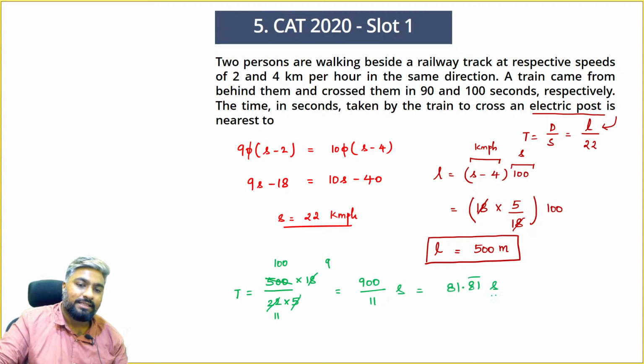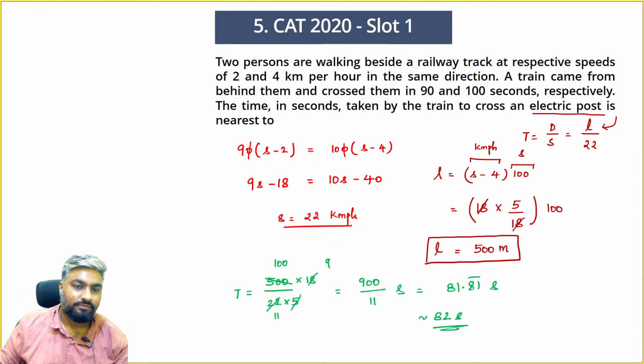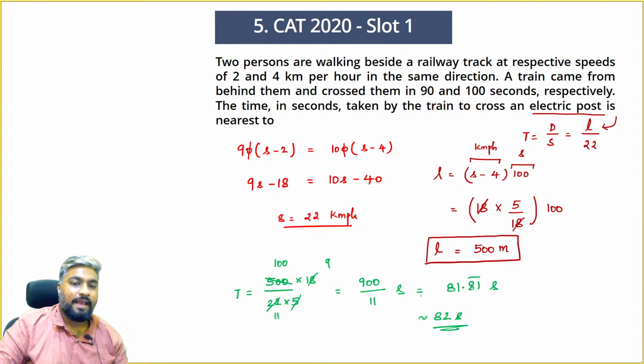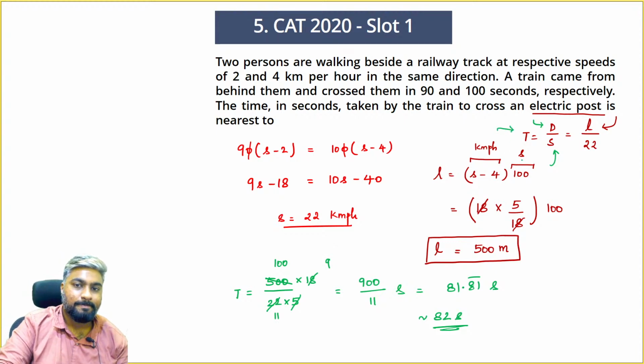81.81 seconds, correct? Approximately 82 seconds. Say yes if you got this. Yeah, all we did was find out the length of the train, the speed of the train, and use that to find out the time taken. Yeah, cool, guys.